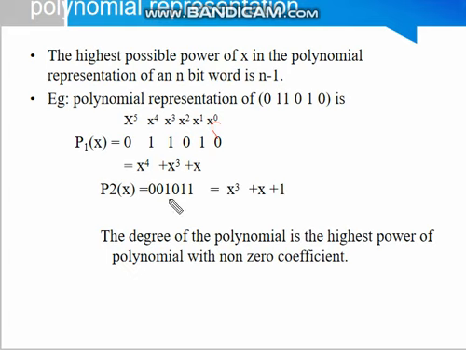The highest power over here is the degree of the polynomial, and it is equal to the highest power of the polynomial with a non-zero coefficient. So say for P2(x), the non-zero coefficient with the highest power is x to the power 3. So the degree of the polynomial is 3.